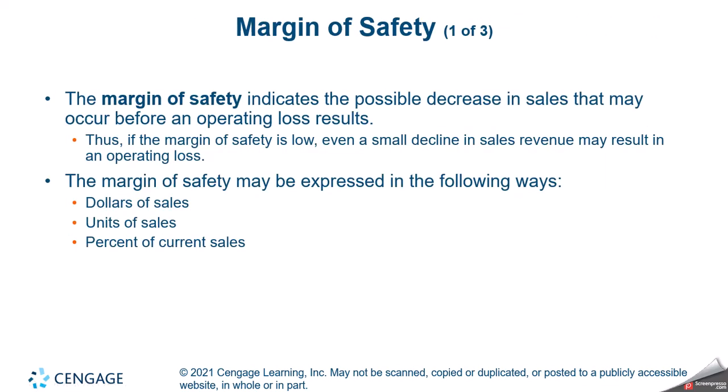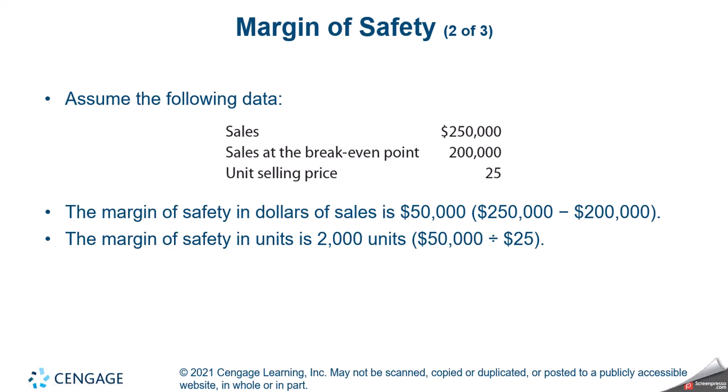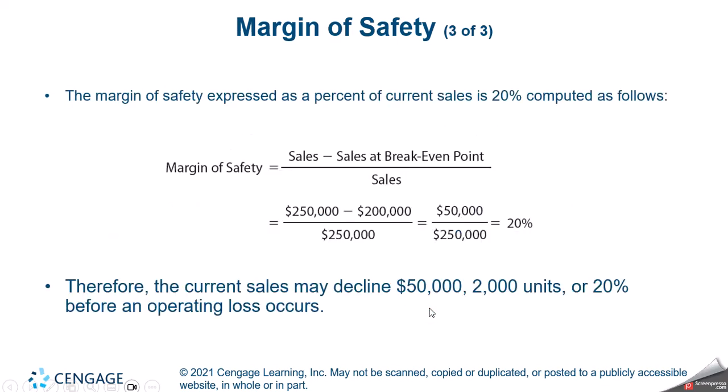And then our margin of safety is kind of like that cushion, to make sure we're not going to lose money, that we're selling enough and have a little bit of safety in there. So our current sales are 250,000. Our sales at break even are 200,000. So our margin of safety is the difference: a $50,000 margin of safety. And if our selling price is $25 a unit, we've got a 2,000 unit margin of safety. So we've got a little bit of wiggle room there. We're still going to be able to pay all of our bills, and as long as we don't lose those 2,000 units, we should be fine.